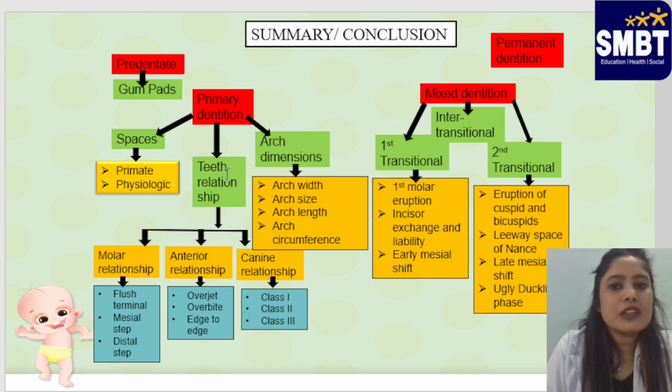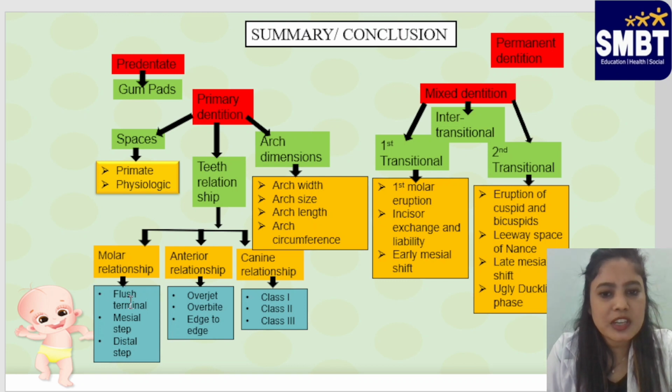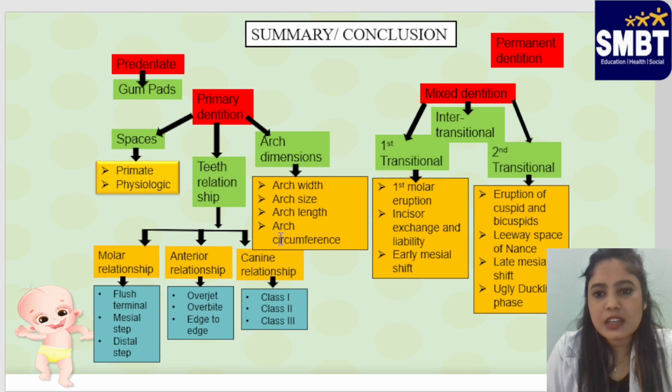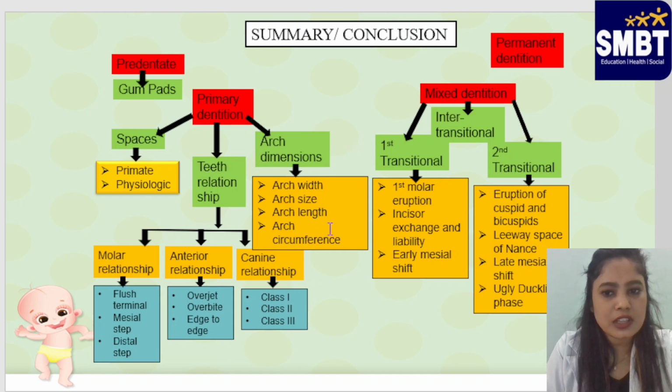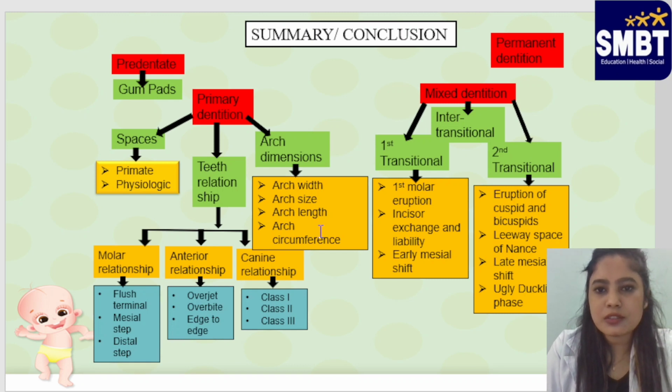Then comes the teeth relationship. First, molar teeth relationship, in which we have covered flush terminal plane, mesial step, distal step. In anterior teeth relationship, we have covered overjet, overbite and edge to edge bite. In canine relationship, class 1, class 2 and class 3. In arch dimension, we have seen arch width, arch size, arch length and arch circumference. This was all about the predentate period and primary dentition.